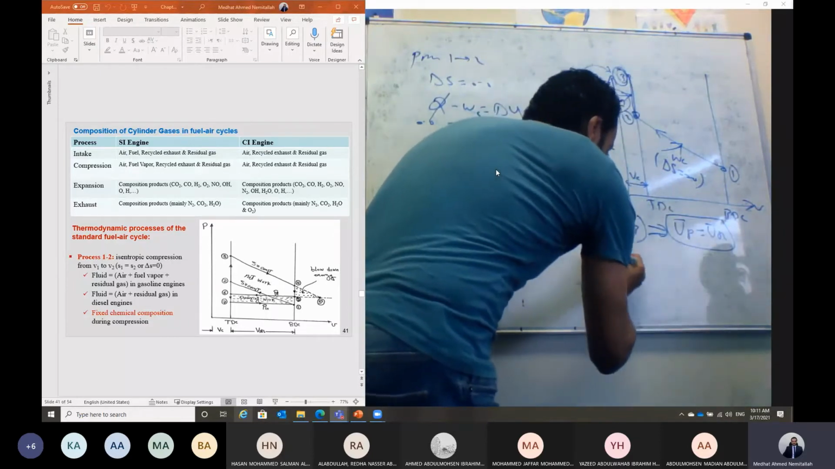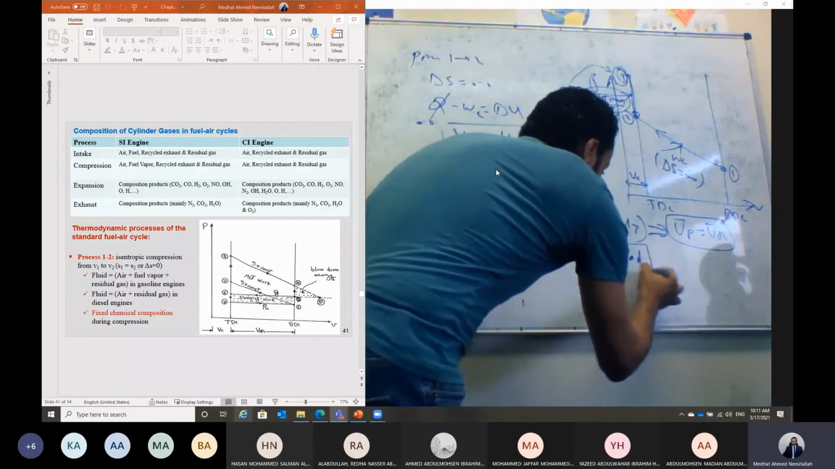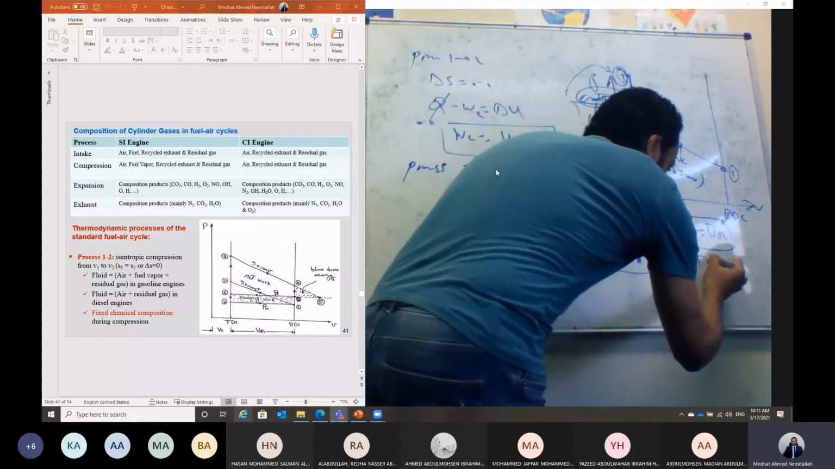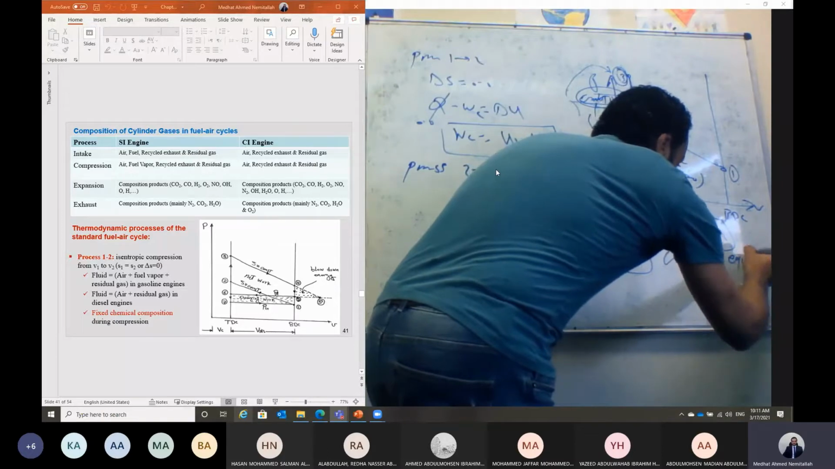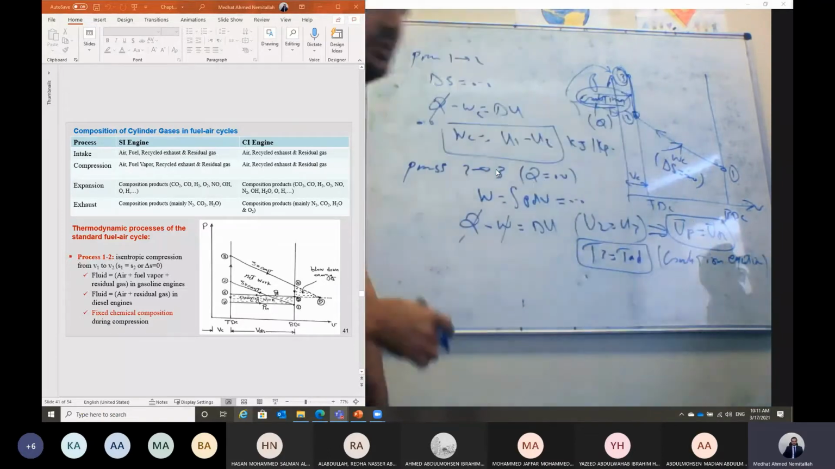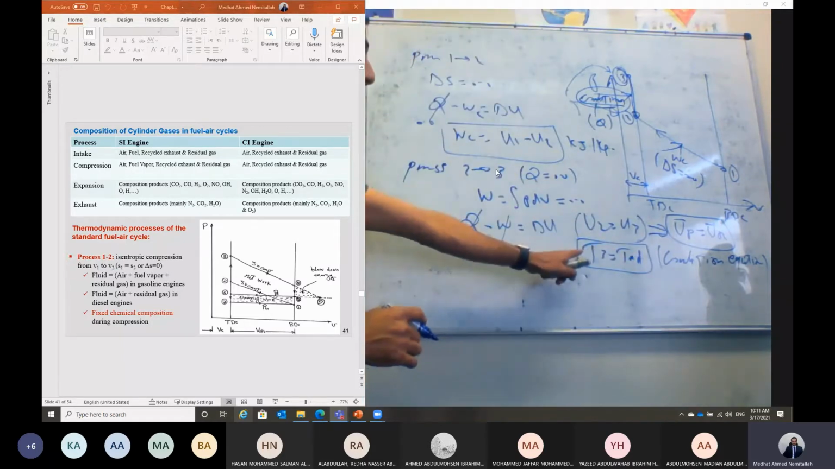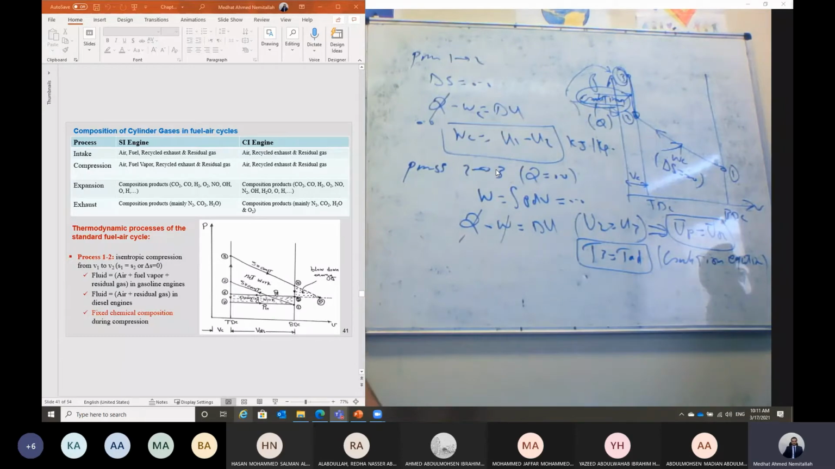And in this case, the temperature T3 will equal the adiabatic flame temperature, and that has to be calculated based on the combustion equation. I have to write down the combustion equation, apply U product equal to U react, and then I can calculate the maximum cycle temperature in this case.